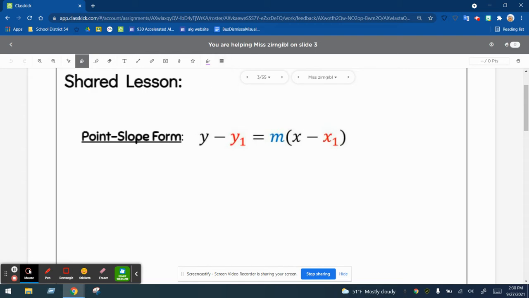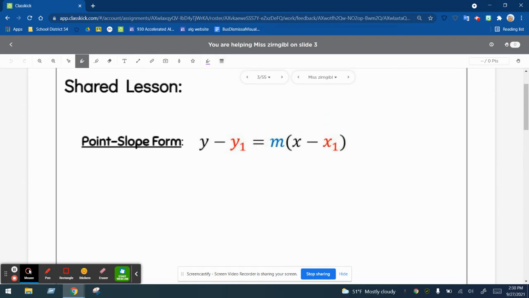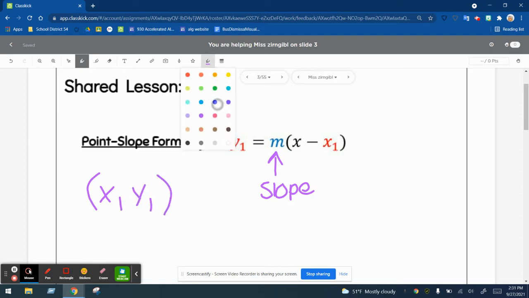So this is what point-slope form is. y minus y1 equals m times x minus x1, where m is your slope. Just like always, we use m for slope. And x1 and y1 are a point on your graph, so they are an ordered pair.